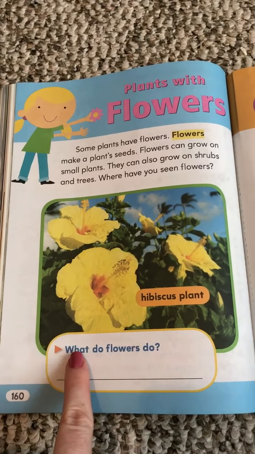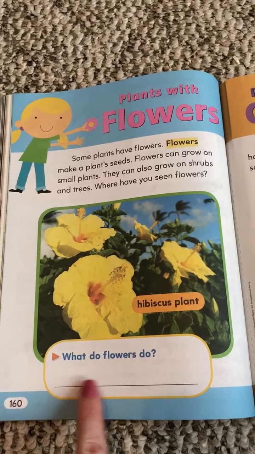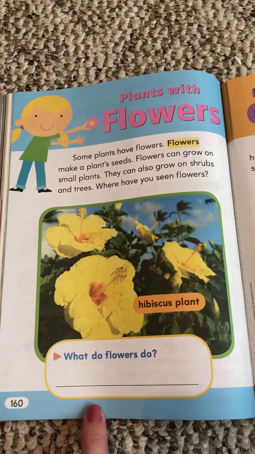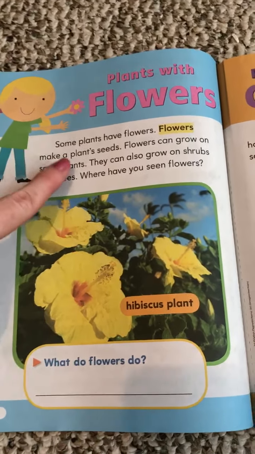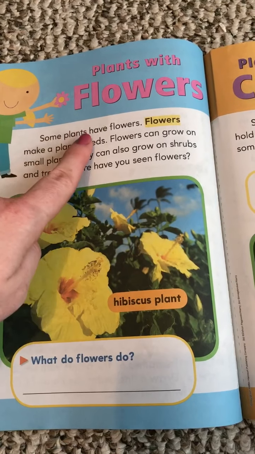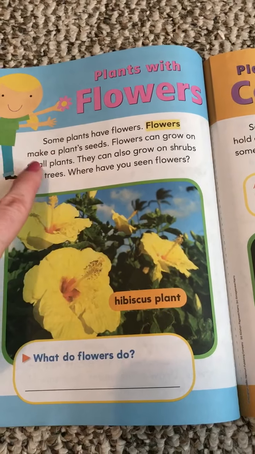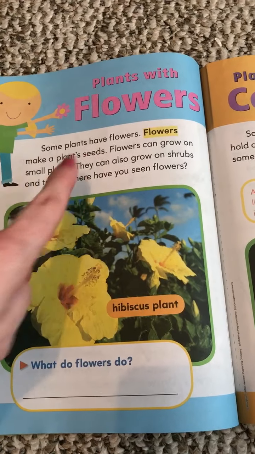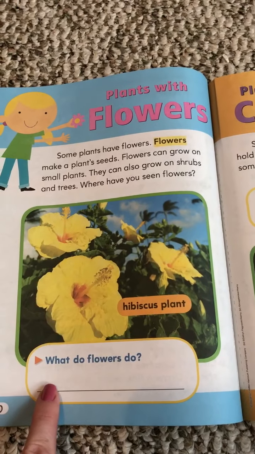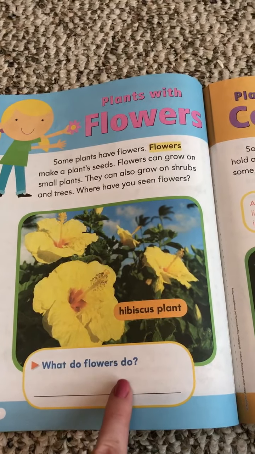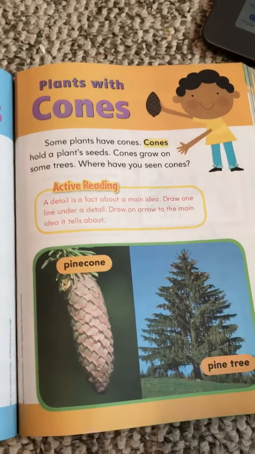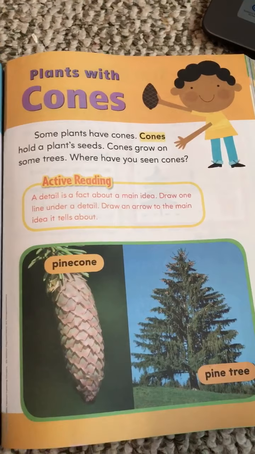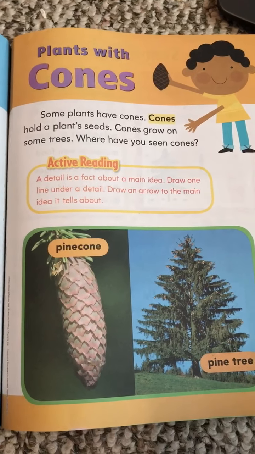Right here it says, what do flowers do? So you would write your answer right here. What do flowers do? And if you forget, you can go back up here. It says some plants have flowers. Flowers make a plant's seeds. So down here, you could write make the plant's seeds. And over here, here's a new word that we have not talked about yet.